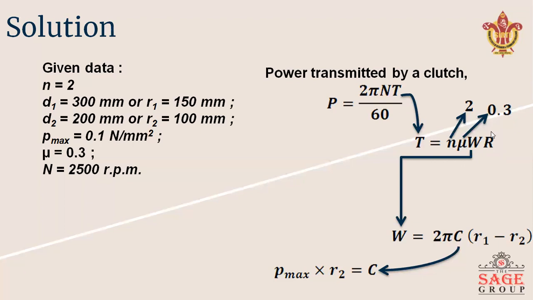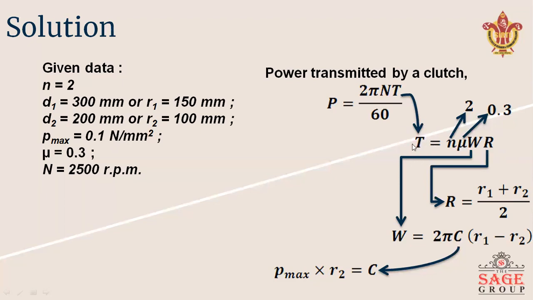Now we have to calculate the value of R, the mean radius. For uniform wear theory, the mean radius R is equal to (R1 plus R2) divided by 2. So we take the values of R1 and R2, 150 and 100, that is 250 divided by 2. So we will have the value of capital R. Substitute all the values in this equation, and we will have the value of the torque transmitted by the clutch.